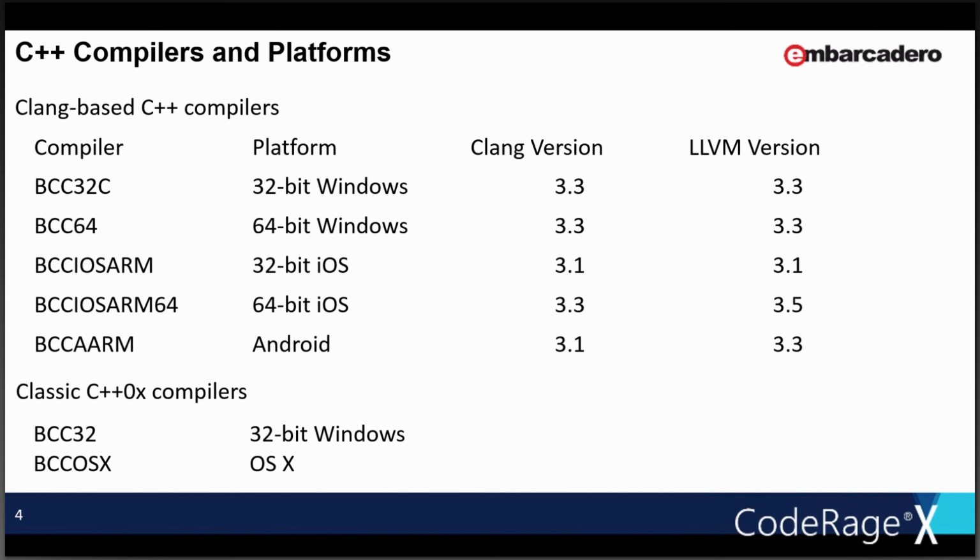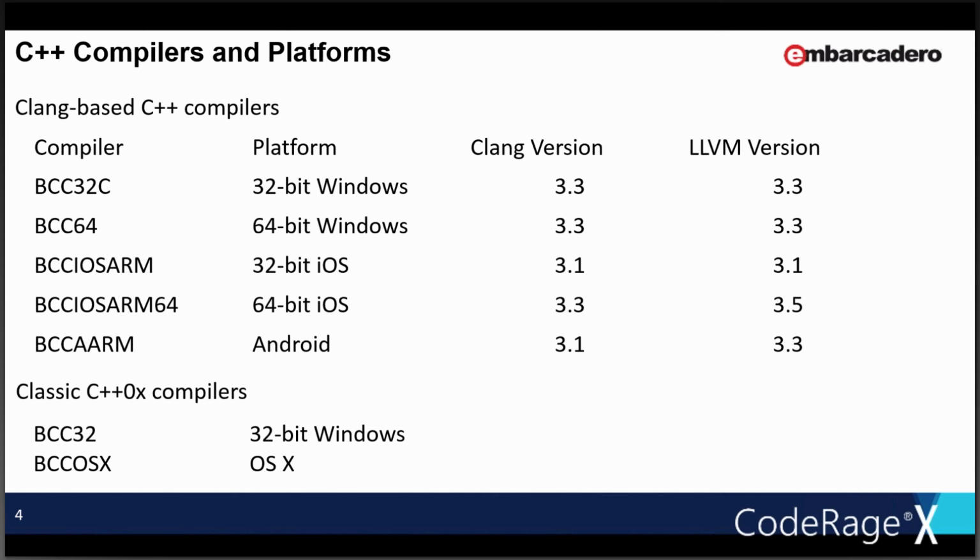We stayed on 3.1 for the Clang portion, but the LLVM portion was always on 3.3 because we needed some code generation that's present in version 3.3 of LLVM. And the classic compilers are as before. Those haven't changed much. Okay, so those are still what we characterized back then as C++0X. They had a few of the early C++X features. But if you want the full set of C++11, then use those compilers up above.